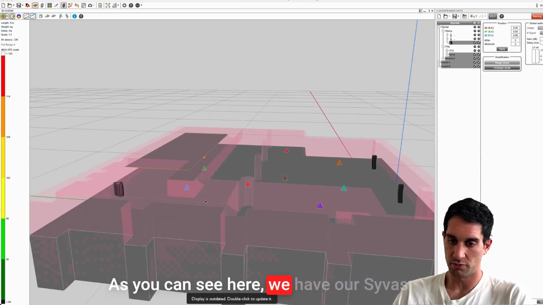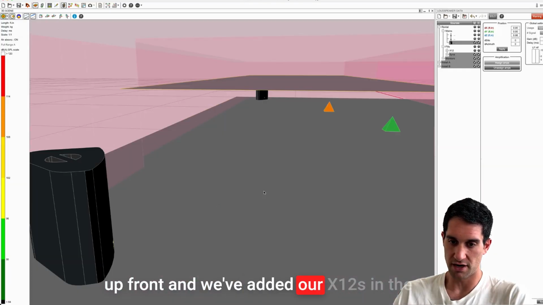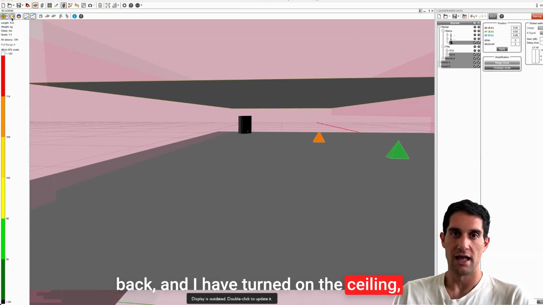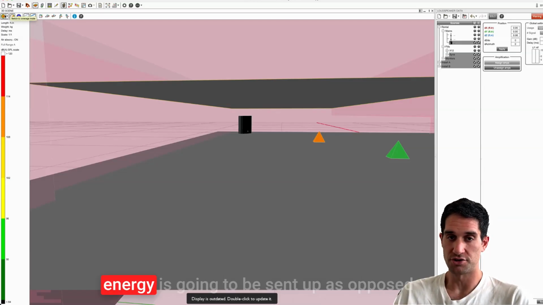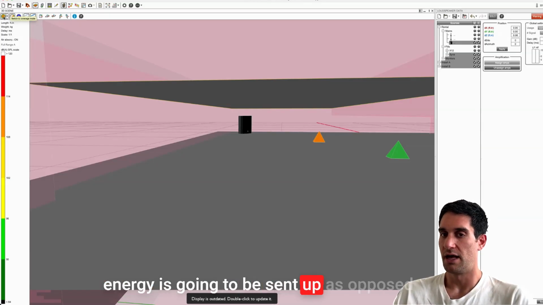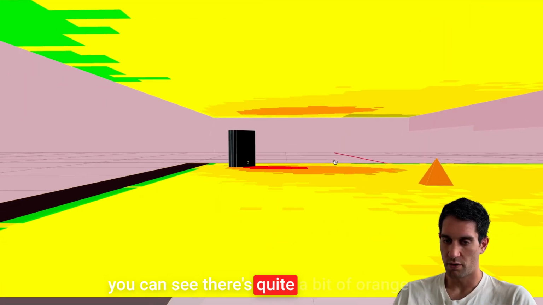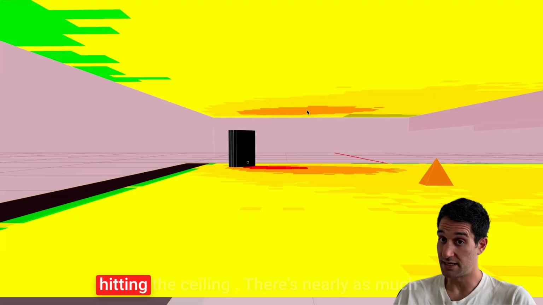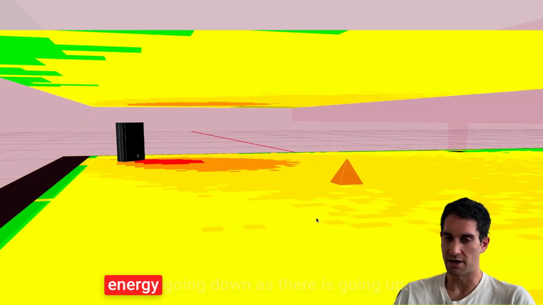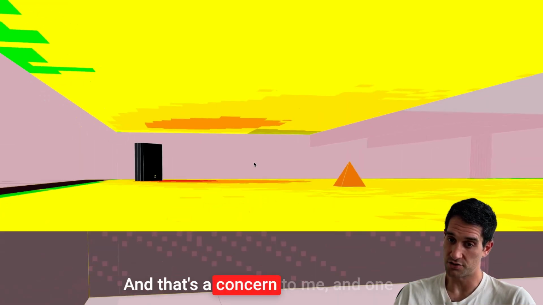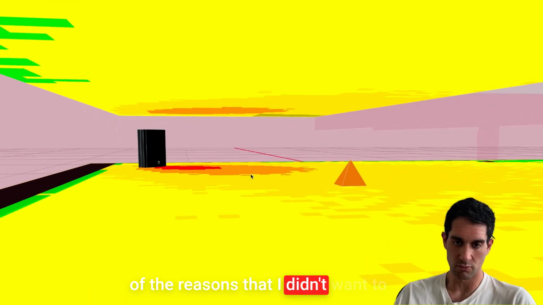As you can see here, we have our Syvas up front and we've added our X12s in the back, and I've turned on the ceiling, and we should be able to see how much energy is going to be sent up as opposed to the audience where it's needed. We have turned on our mapping, and you can see there's quite a bit of orange hitting the ceiling. There's nearly as much energy going down as there is going up. And that's a concern to me, and one of the reasons that I didn't want to use this.